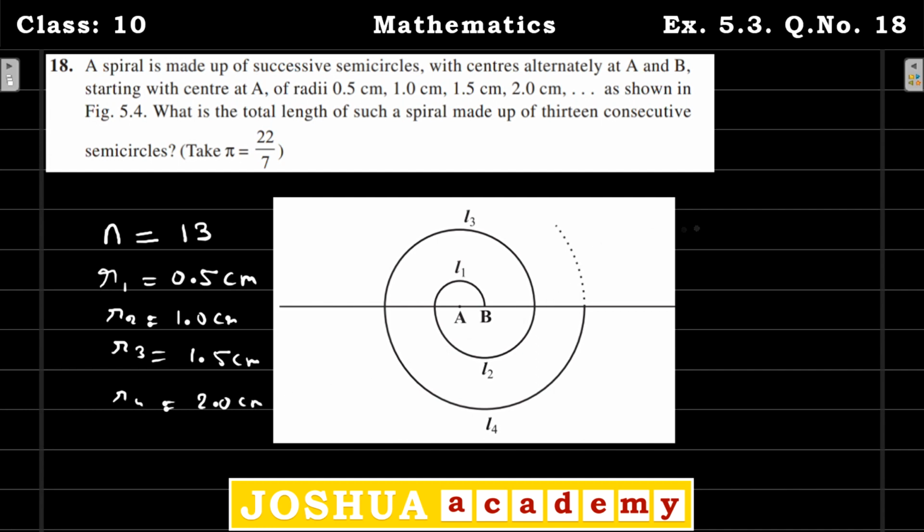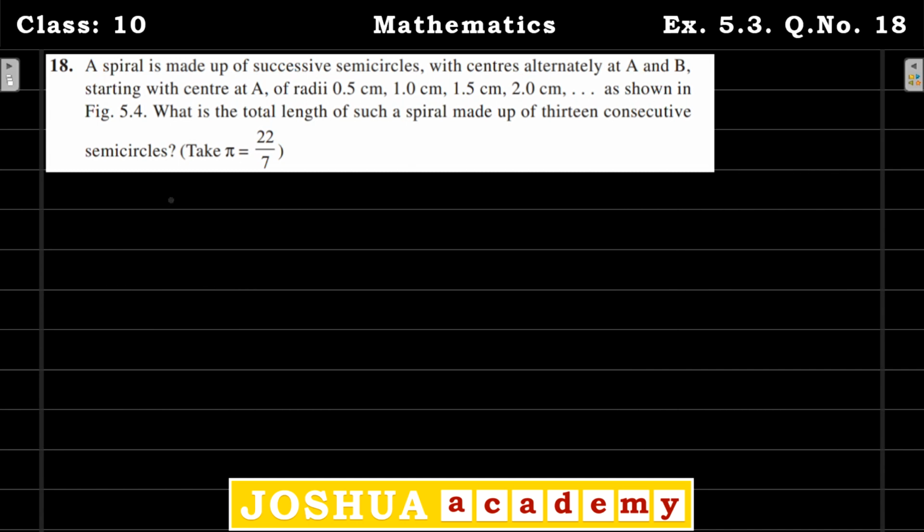Before going further, we must know the perimeter of a semicircle formula. The perimeter of a semicircle is given by the formula pi r. This formula is derived from the circumference of a circle, which is 2 pi r. We already know this: the circle is 2 pi r and the semicircle is half of that, so the perimeter of a semicircle is pi r. From this formula we can derive the length for 13 consecutive semicircles.